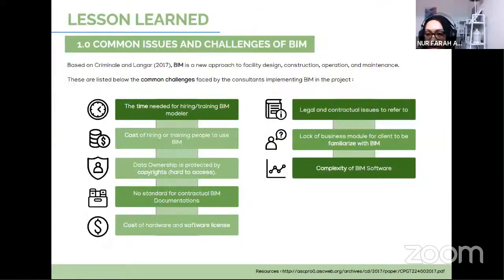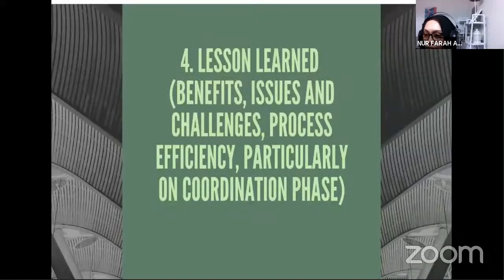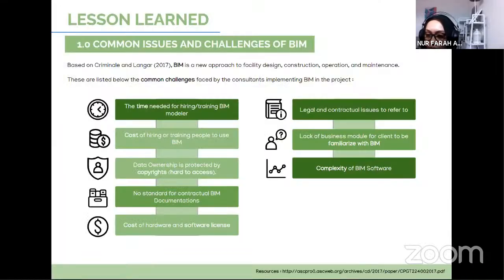So for the lesson learned part, first is the general common issues and challenges of BIM. Based on Criminal and Langer in 2017, BIM is a new approach of facility design, construction, operation, and maintenance. So these are the common challenges that are faced by the consultant when implementing BIM.